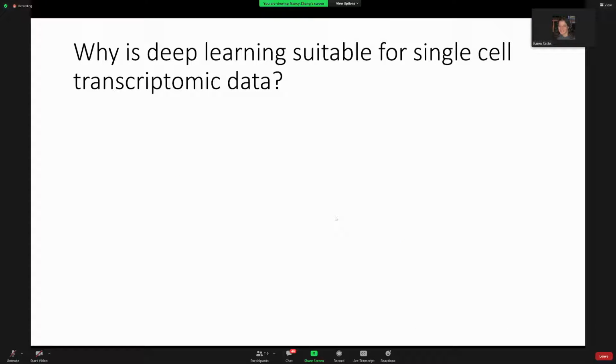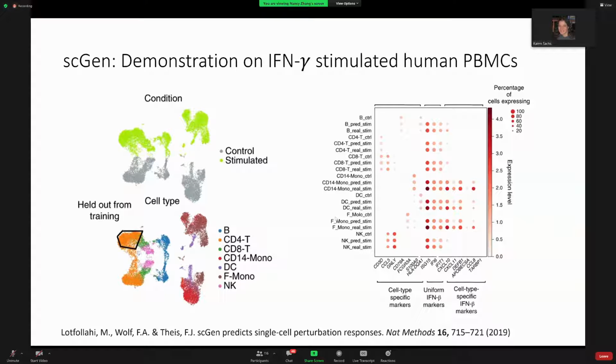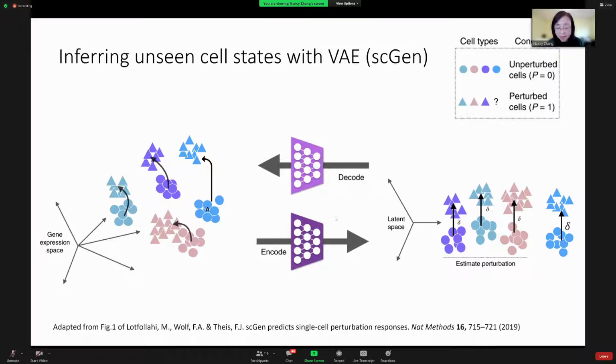Does this require that, can I ask a quick question? Yeah. Does this require that the signal from interferon gamma will be similar across cell types, basically? That's what you were saying. They must be similar across cell types in the latent space.